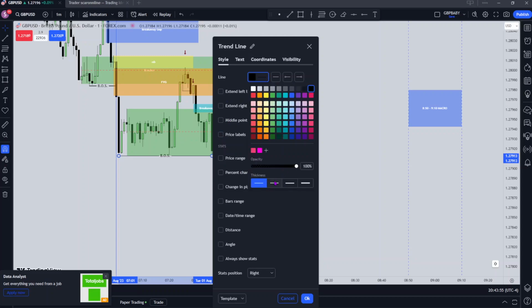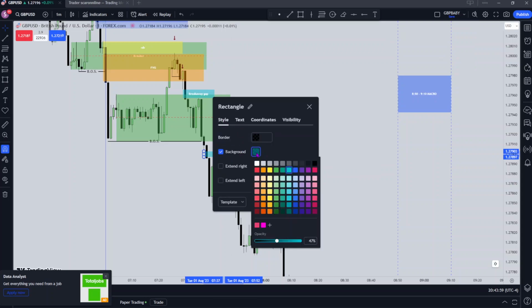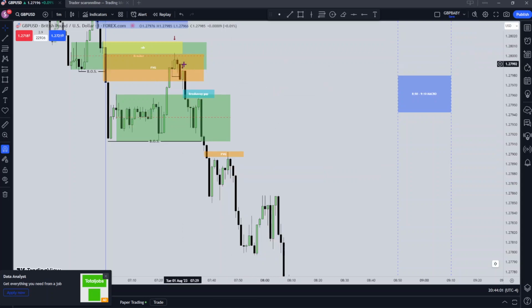Break of structure, make it thicker. We have a fair value gap here. Sell. So there's all these opportunities where you could just get in. Where would the stop loss be? Above this high, but if you want to be more safe with it, 50% of this range, or even this order block here.